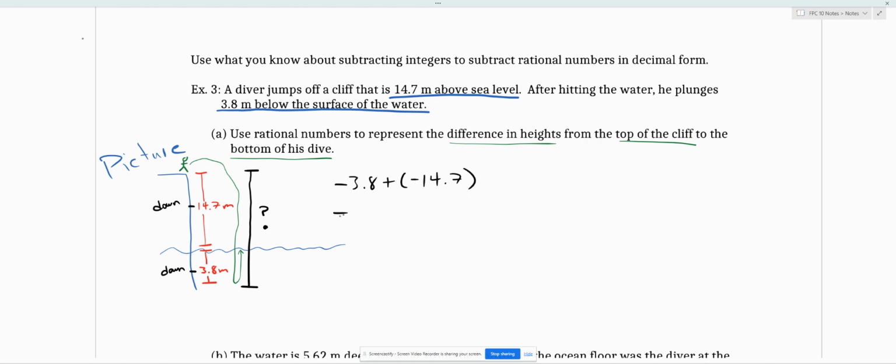And now we can see clearly that if I add those up in my calculator, I'm going to get negative 18.5 meters. That is the difference from there to there, because the little negative here represents going down. So negatives indicate direction. This is really important, especially if you take physics later on.